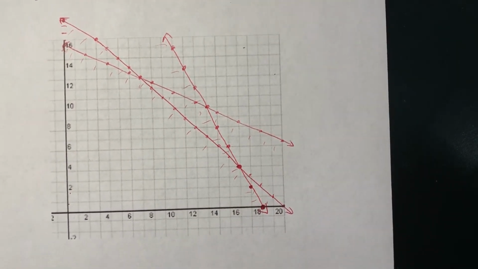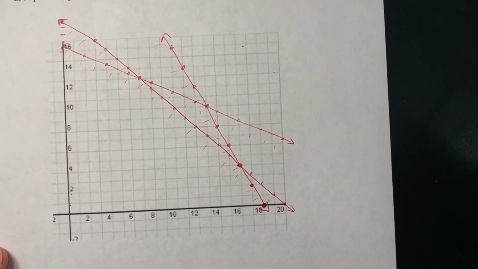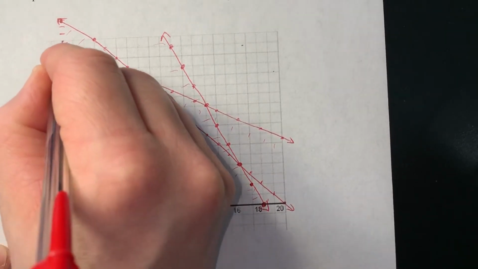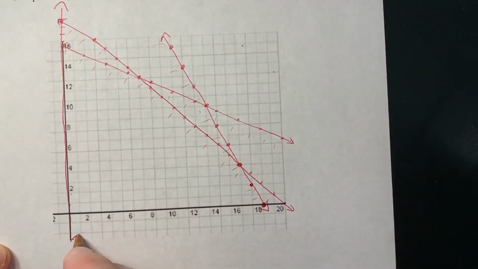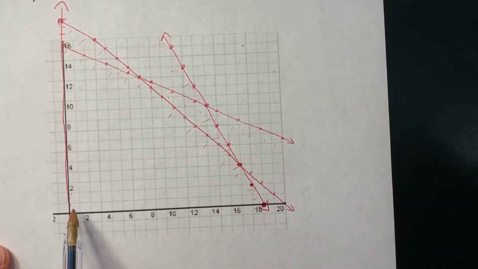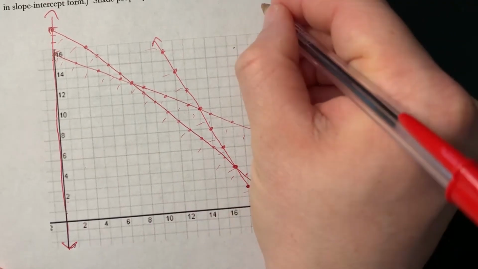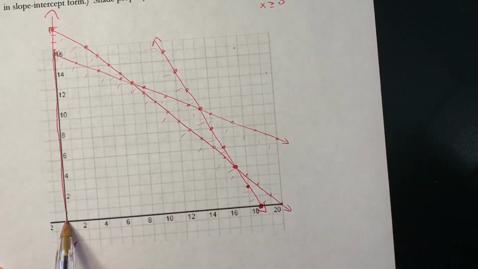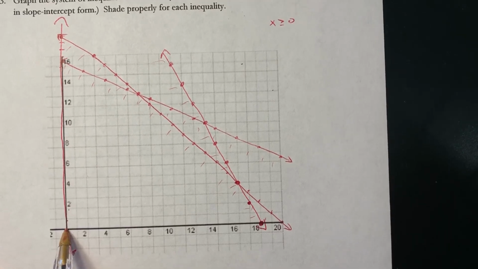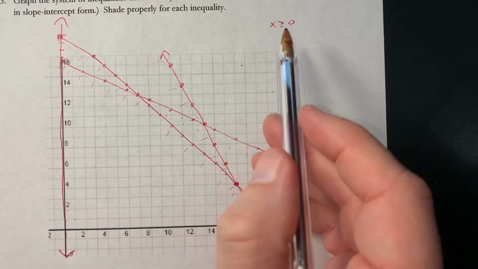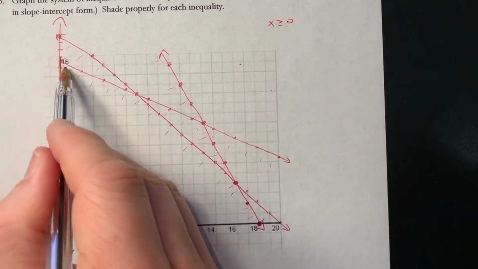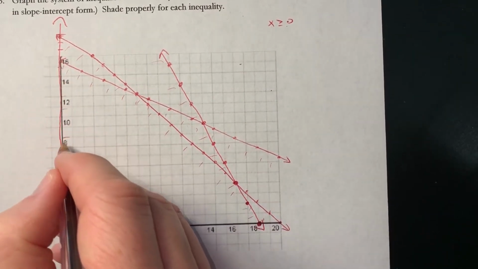One was x is greater than or equal to 0. That's a vertical line right here. Now I can't test the origin on this one. Okay, so the line was x is greater than or equal to 0. I can't test the origin because the origin is on the line. So I'll test (1, 1). Okay, so if I put in a 1 for x, 1 is greater than or equal to 0. That's true. So this one shades toward (1, 1).